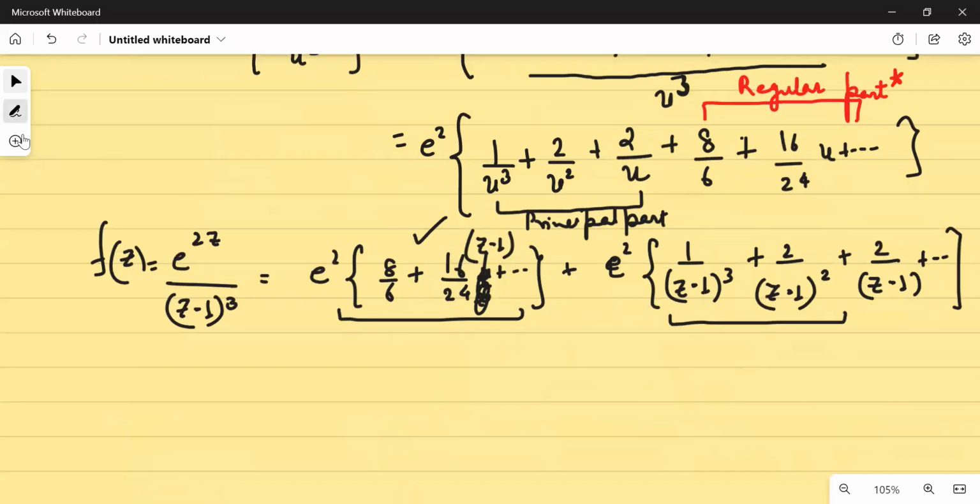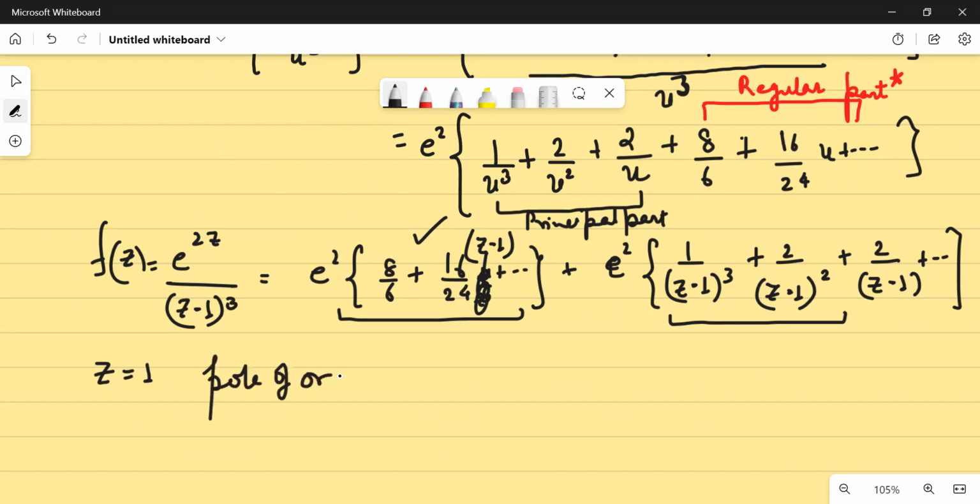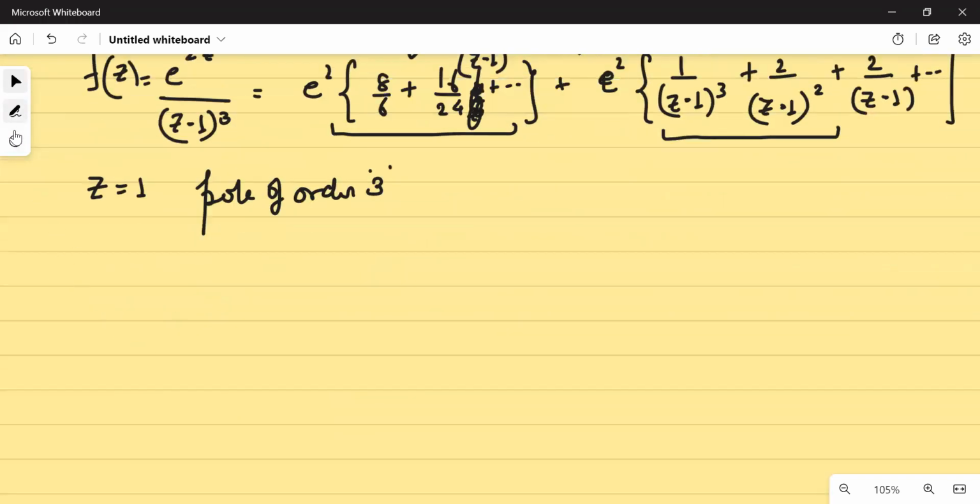अब मुझे इसको देख के बताओ, what sort of singularity we have at z equal to 1? z इक्वल टू 1 किस तरीके की सिंगुलैरिटी है? Order 3. It is a pole of order 3. Okay, बढ़े आगे.